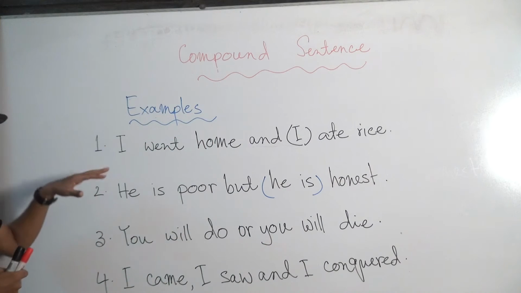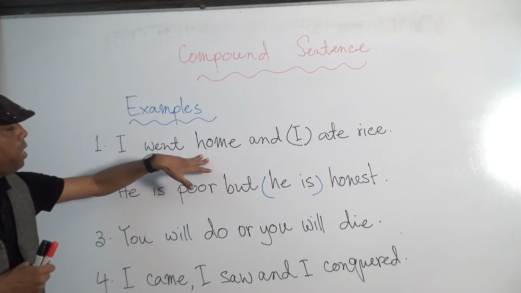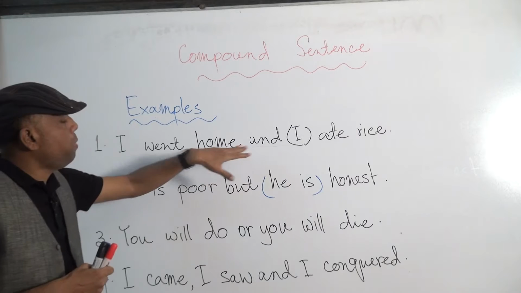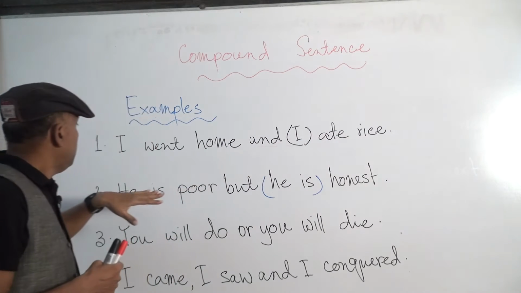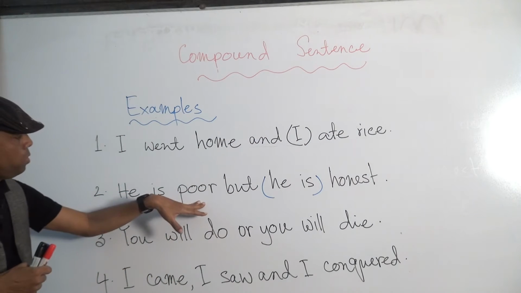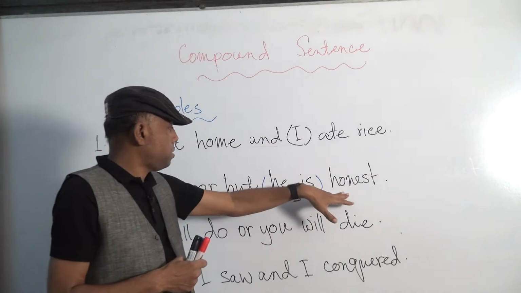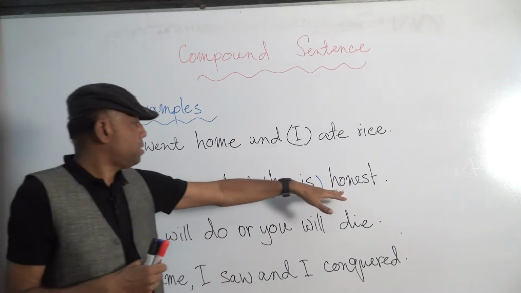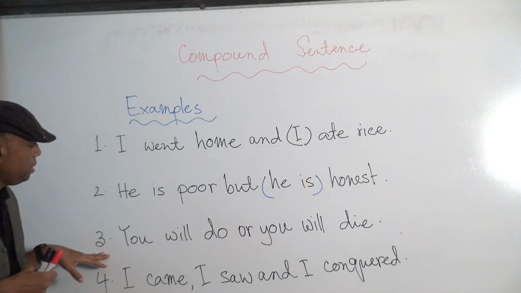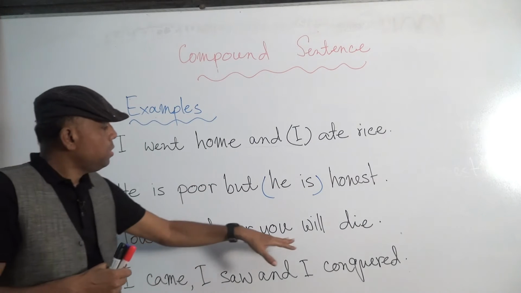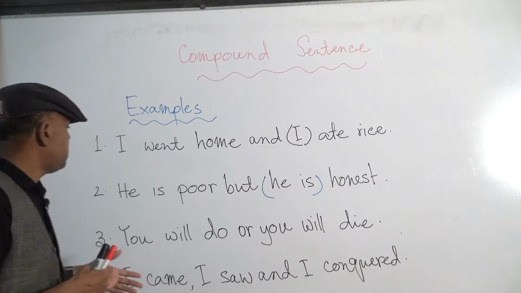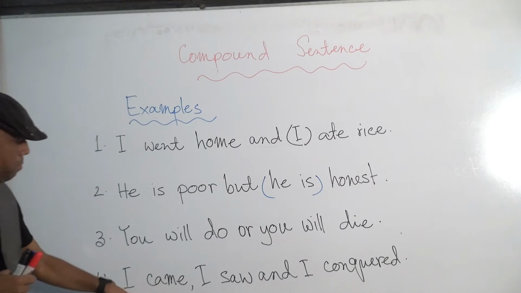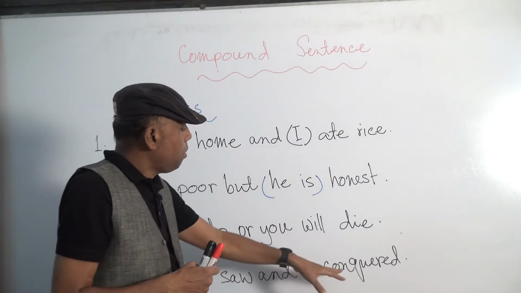So, I repeat. Number 1, I went home and I ate rice. We can say I went home and ate rice. Number 2, he is poor but he is honest. We can also say he is poor but honest. Number 3, you will do or you will die. You can say do or die. Number 4, I came, I saw and I conquered.